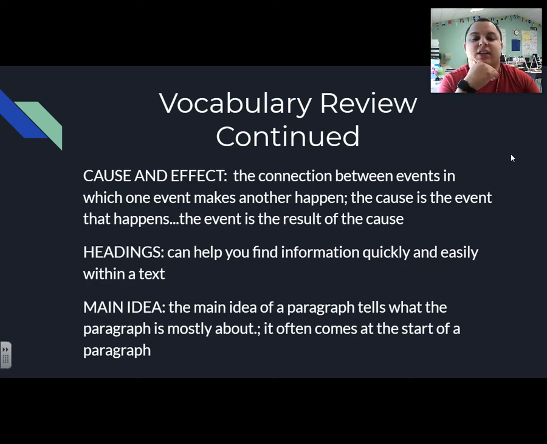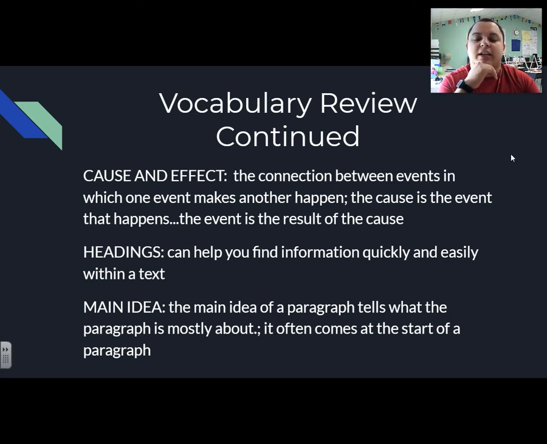So next is cause and effect. That's what we're focusing on this standard mostly. Cause and effect is the connection between events in which one event makes another event happen. The cause is the event that happens, and the effect is the result of that cause. So for example, if I said the pollen makes me sneeze, what was the cause of my sneeze? The pollen. What is the effect of the pollen being out? I'm going to just start sneezing.